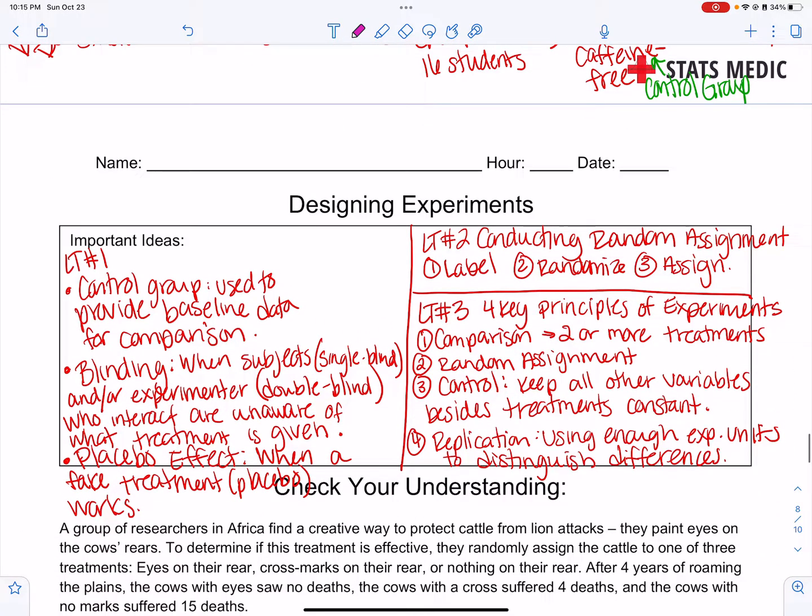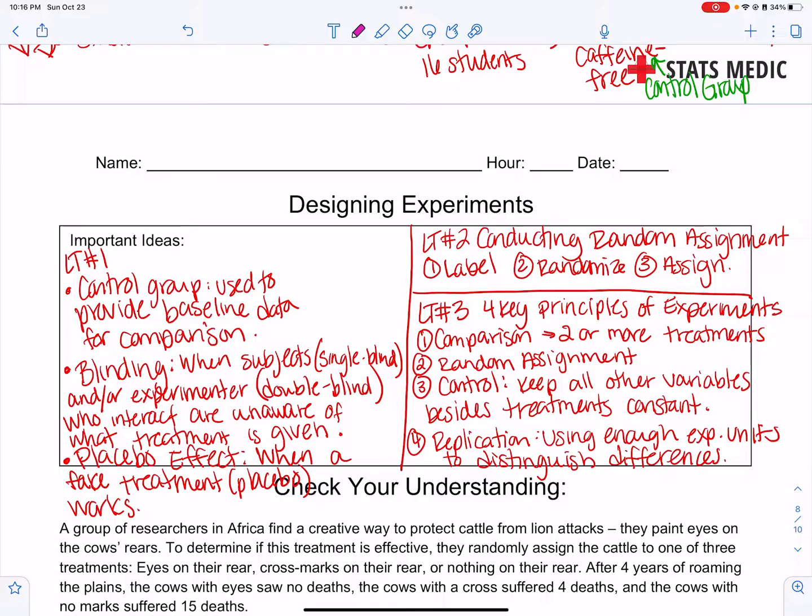All right, so this is basically what you needed to get from this lesson: control groups are used to provide baseline data for comparison. Blinding is when subjects are single blind, when the subject doesn't know the treatment. An experiment is double blind, which we talked about already, when whoever interacts with them doesn't know what treatment is given. So you have a third party assign the treatments and then give them to the evaluator, and then they can give them to the subject, so they do not know which ones they're giving.